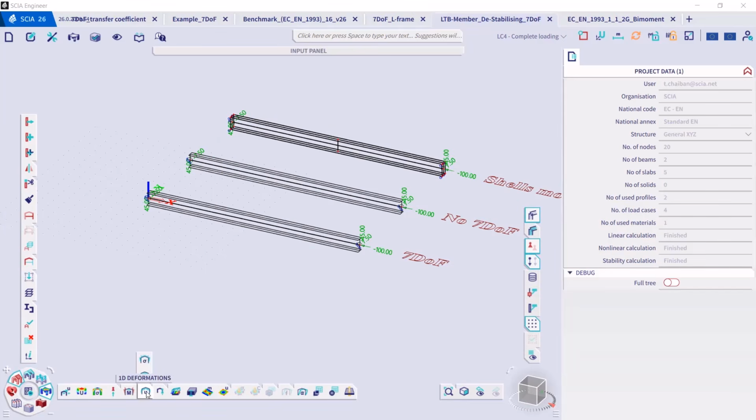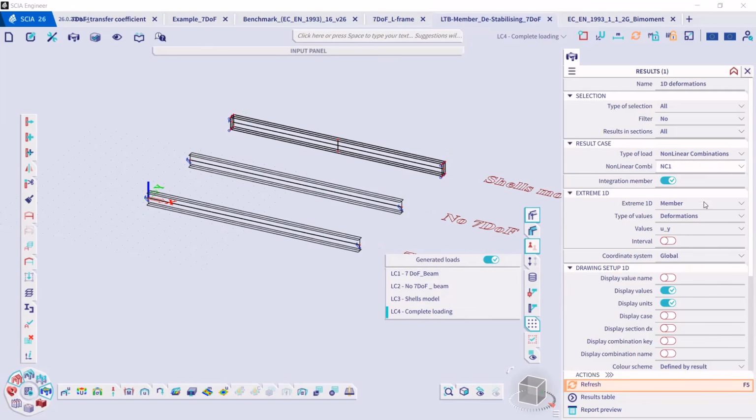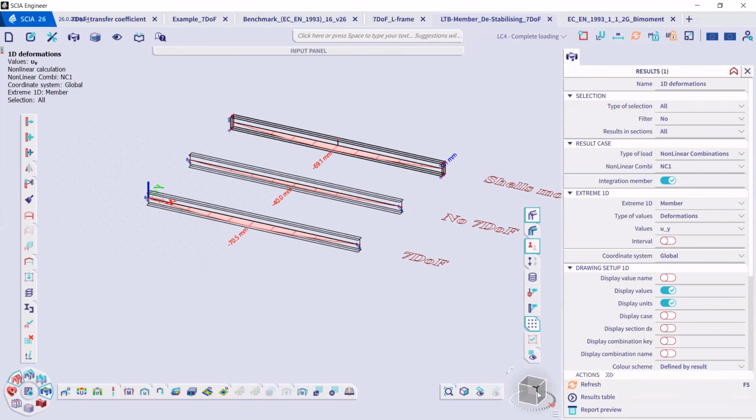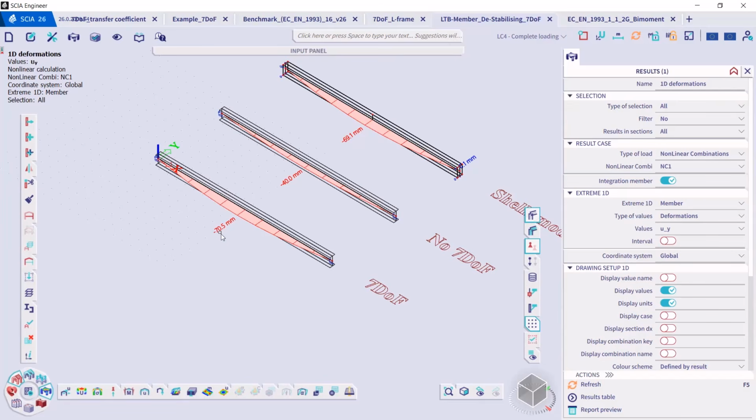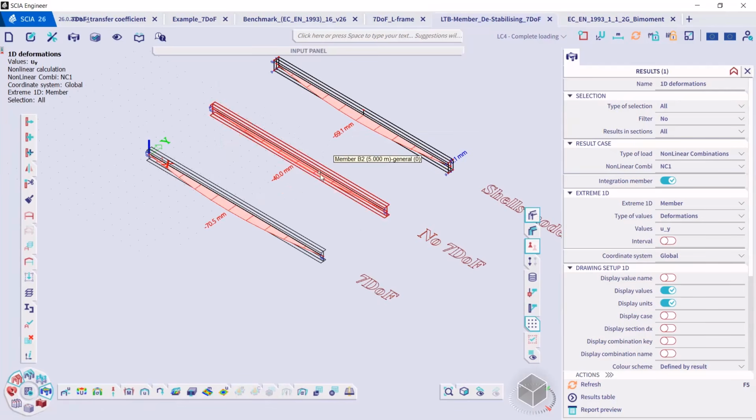So if you look at the results on 1D deformations for this nonlinear combination, you can see that we have a value of -70.5 for UI for the 1D beam with 7 degree of freedom and -61.1 for the shell representation. But in the case where we don't have the 7th degree of freedom considered, the value is only of -40. So it's really underestimated and can be very dangerous. So this is why the 7th degree of freedom can be really interesting to consider when we have a second order analysis being carried out.